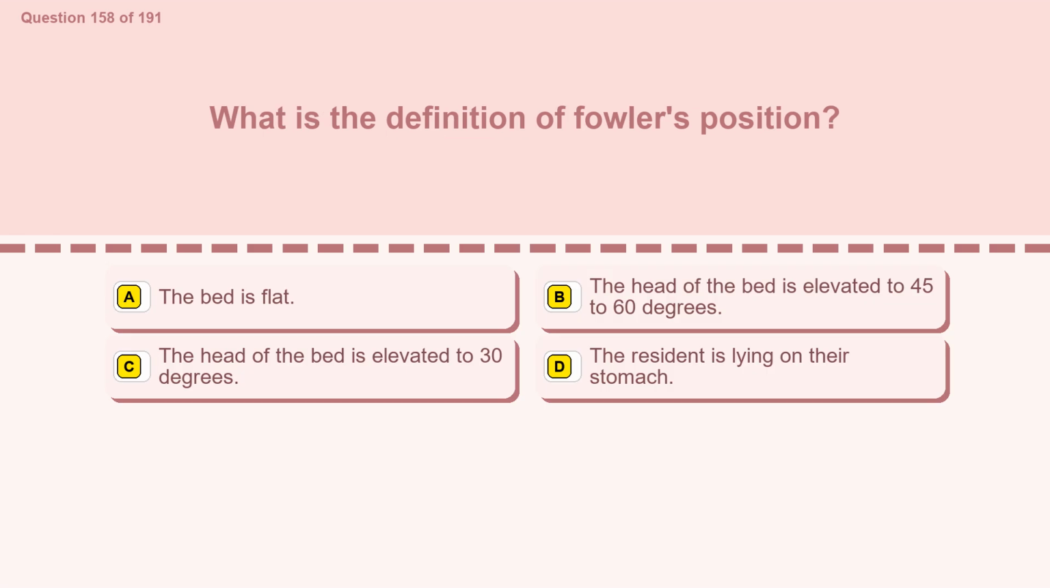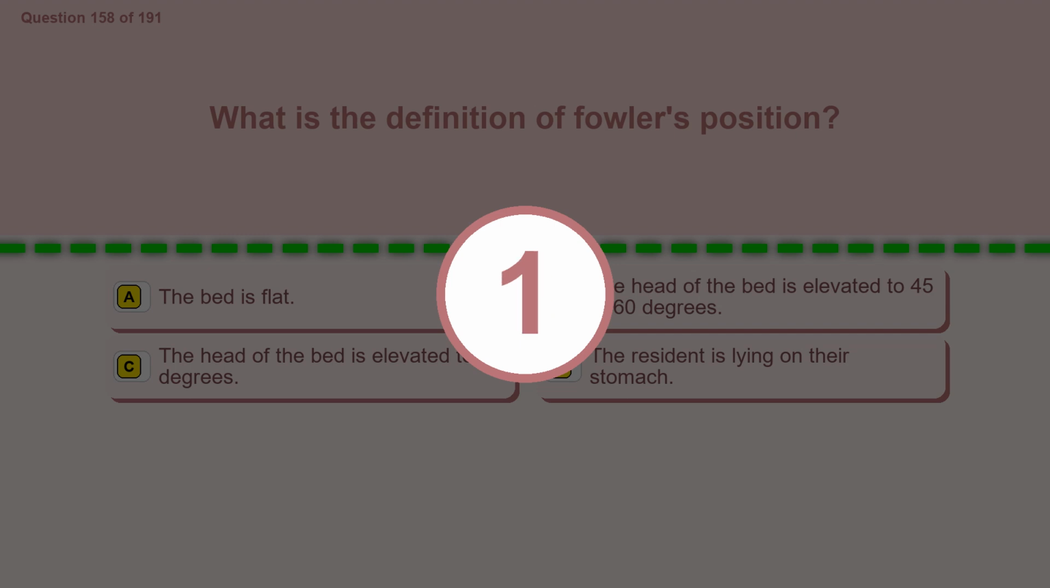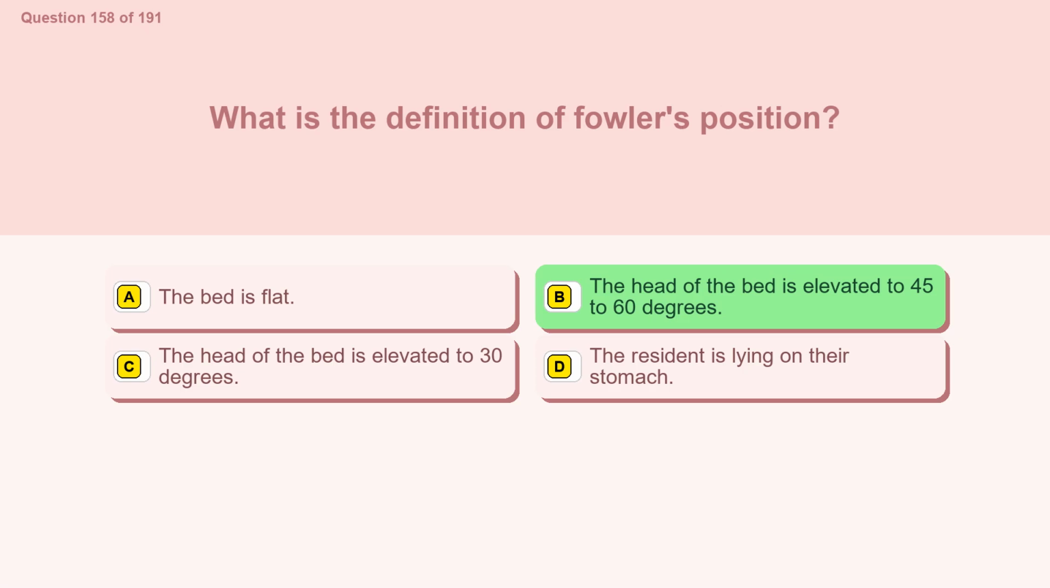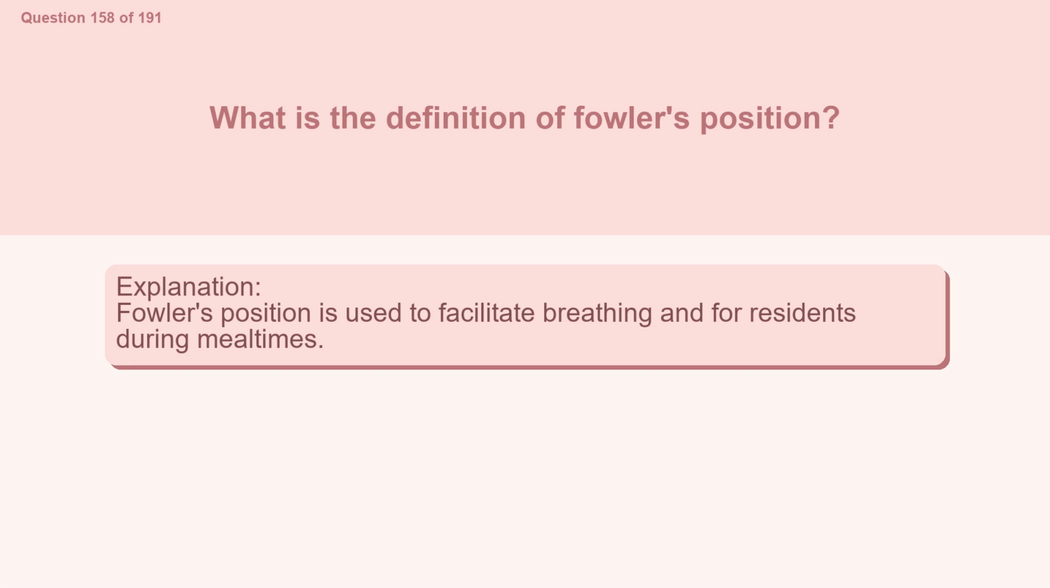Question 158. What is the definition of Fowler's position? Option A: the bed is flat. Option B: the head of the bed is elevated to 45 to 60 degrees. Option C: the head of the bed is elevated to 30 degrees. Option D: the resident is lying on their stomach. The correct answer is option B: the head of the bed is elevated to 45 to 60 degrees. Fowler's position is used to facilitate breathing for residents during mealtimes.